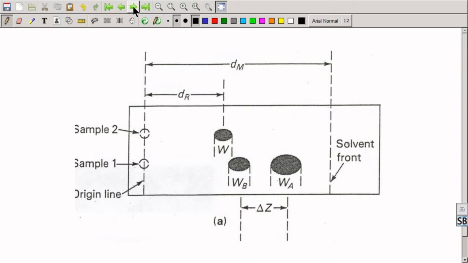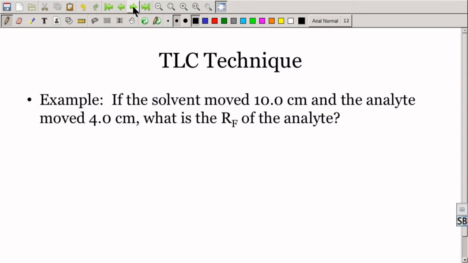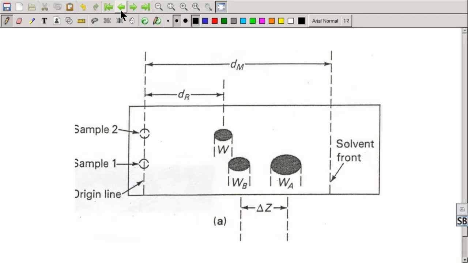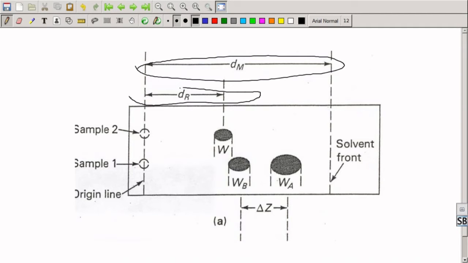All right, so if you want to measure an RF value, you simply measure the distance from the spot line to the solvent front, and then the distance from the spot line to the spot. And actually, he's got this vertically now. So here's one distance. Here's the other one. And the RF is just the dr divided by dm in his notation.